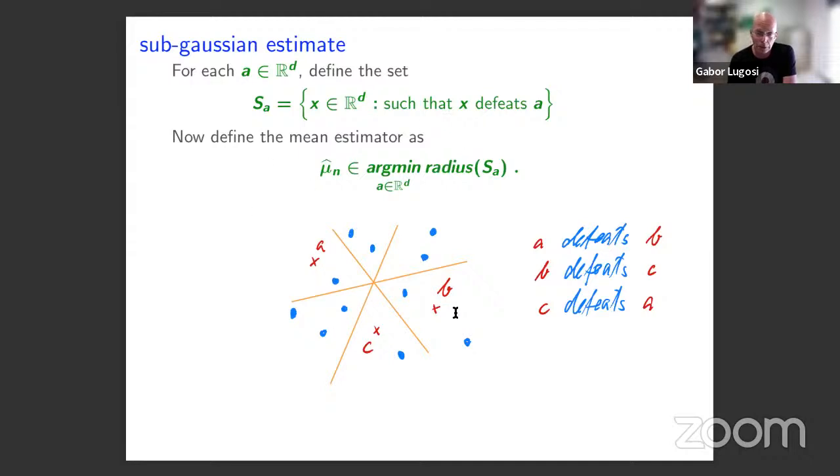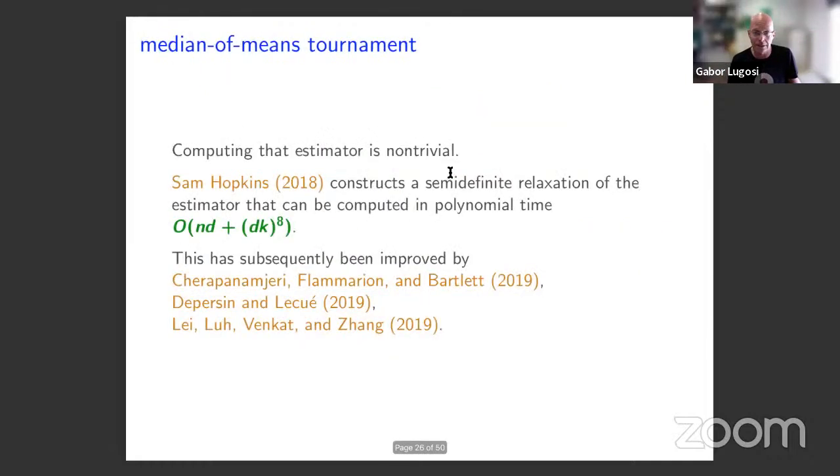Here's a little picture to show that, for example, this point A defeats this point B, because if we draw the bisector between A and B, then there are six blue points closer to A, and only five that are closer to B. This example also shows that this is a non-transitive relationship. So we choose the point such that the set of points that defeat that point is smallest in terms of this radius. That is our estimator.